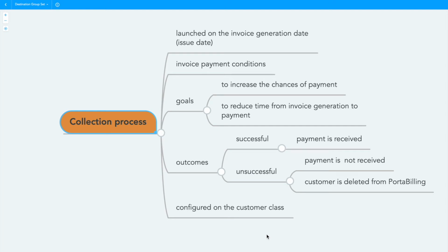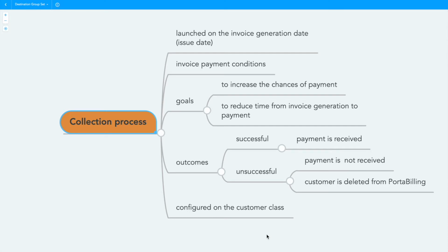Now we're going to talk about the collection process. It is one of the most important parts of the invoicing configuration. Okay, the collection process is launched on the invoice generation date, and it's a set of payment conditions that we define for our customers in our Porta billing system. The two main goals of the collection process are to increase the chances of payment and to reduce time from the invoice generation to payment.